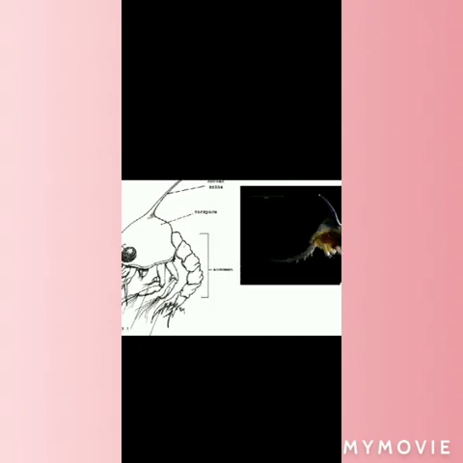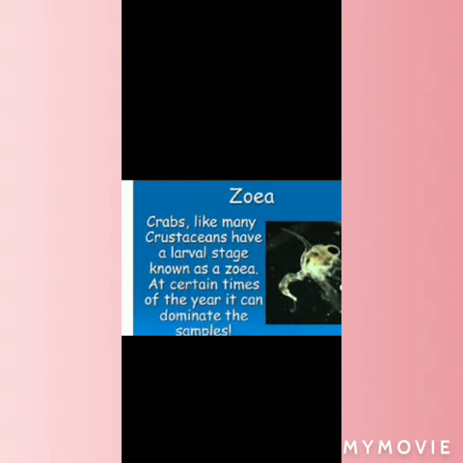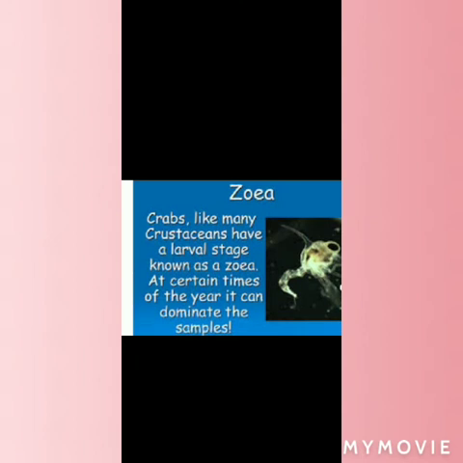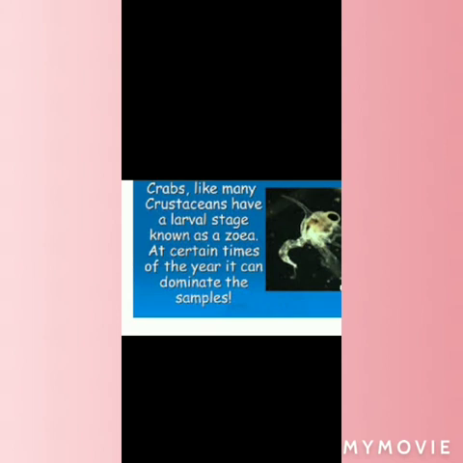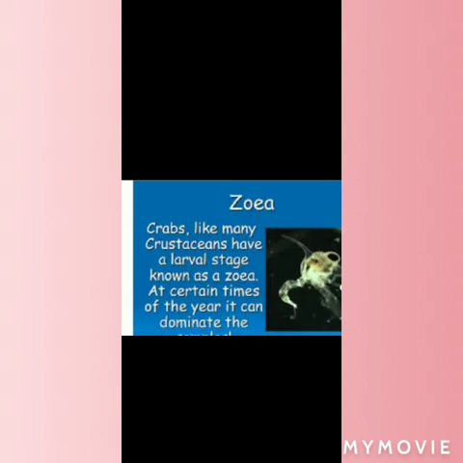See, this is the beautiful diagram of the zoea larva, right? The zoea larva is characteristic of crabs. Like many crustaceans, they have a larval stage known as zoea. At certain times of the year, it can dominate the samples. See the beautiful diagram of the zoea larva, right?